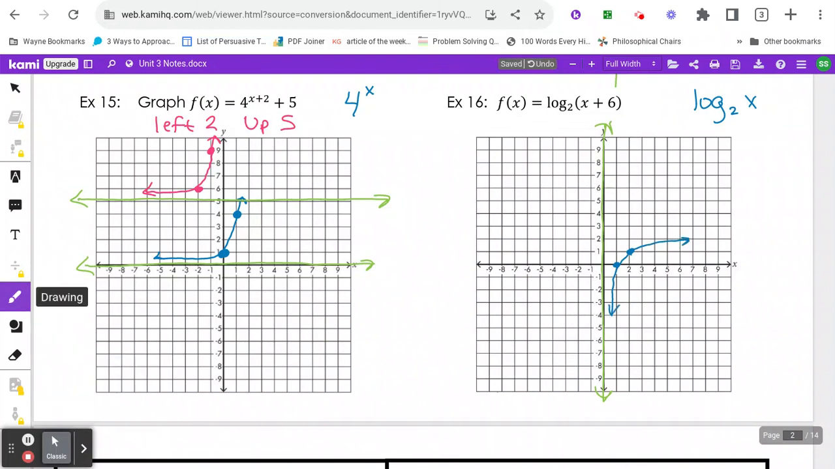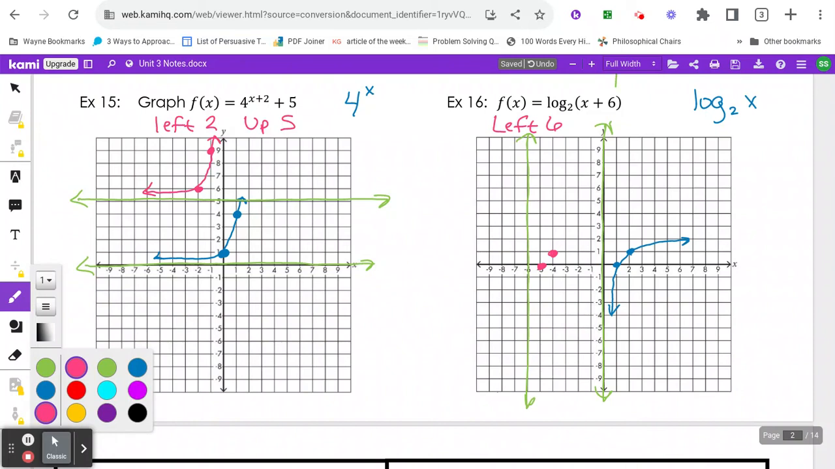Then I'll switch colors for us. X plus 6, that plus 6 is inside the parenthesis. So it's going to move to the left 6 places. Start with my dots. One would go there. One would go there. And then I'll take my asymptote line and move it left 6. And then there's my final answer.